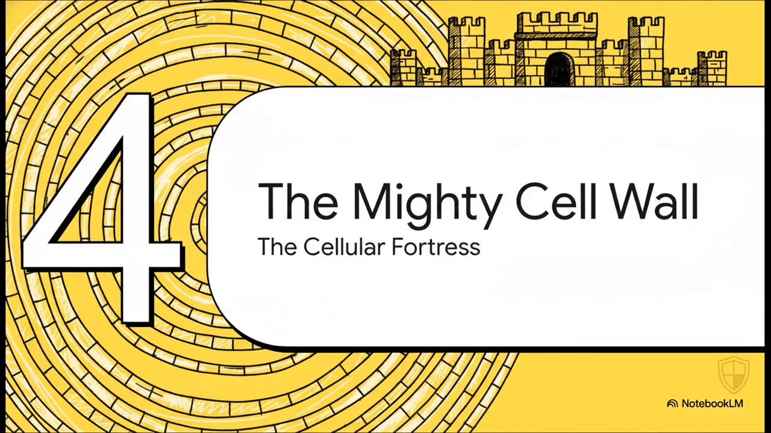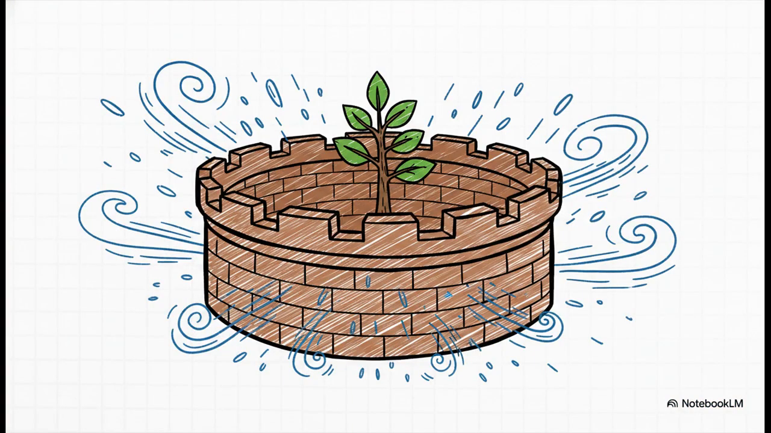Section 4. The mighty cell wall, the cellular fortress. Think about it. Plants cannot run from the rain or the wind. If a huge storm rolls in, you and I can just run inside a house. A plant? It's stuck there. Because they are fixed in one single place, they need a permanent, rigid structure to withstand environmental stresses. It's an absolute, ultimate survival necessity.